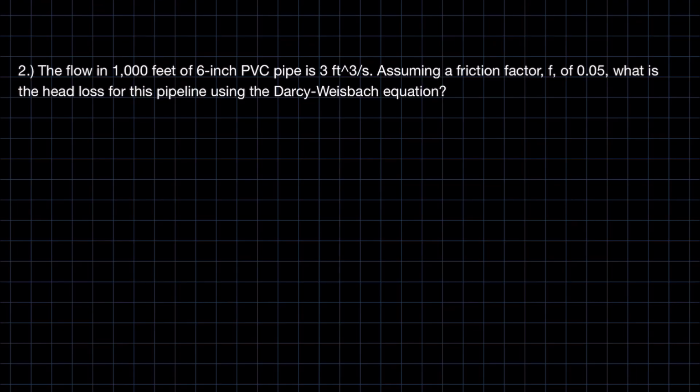All right, so on to question 2. The flow in 1,000 feet of 6-inch PVC pipe is 3 cubic feet per second. Assuming a friction factor F of 0.05, what is the head loss for this pipeline using the Darcy-Weisbach equation?